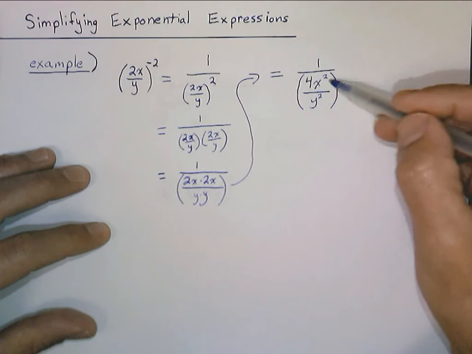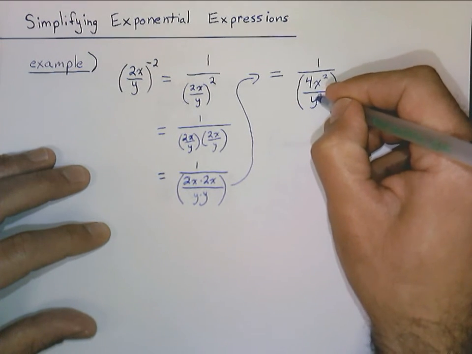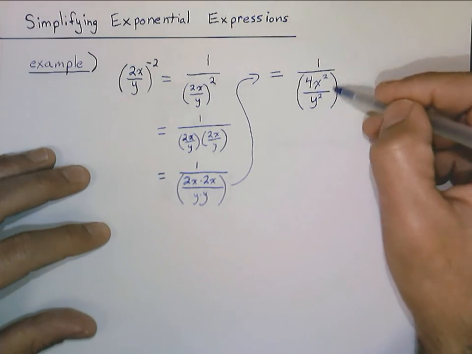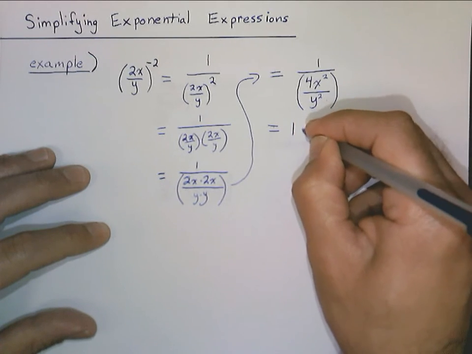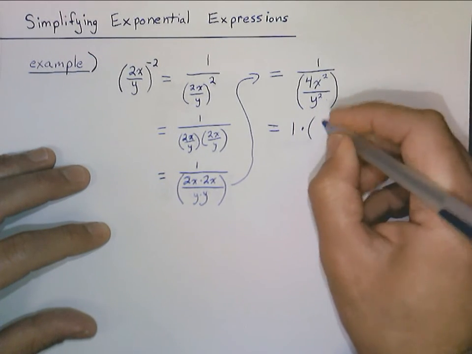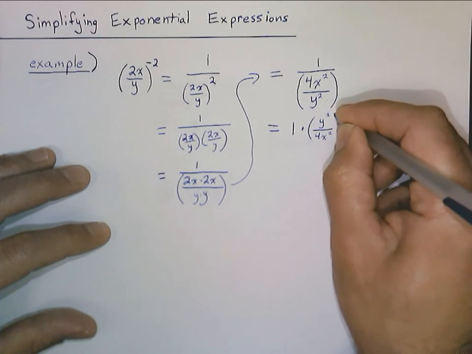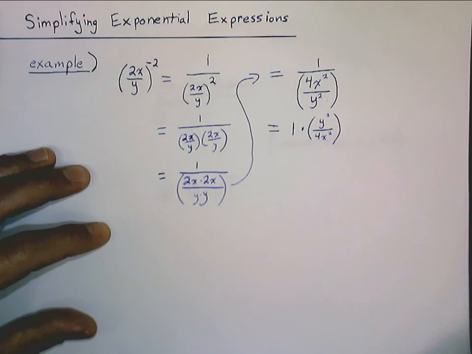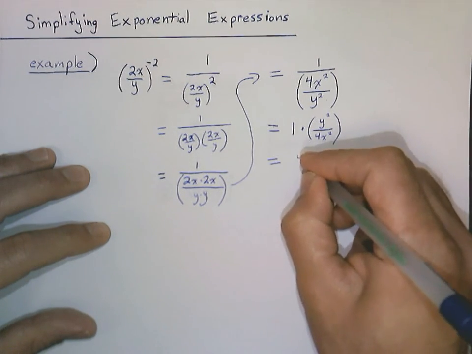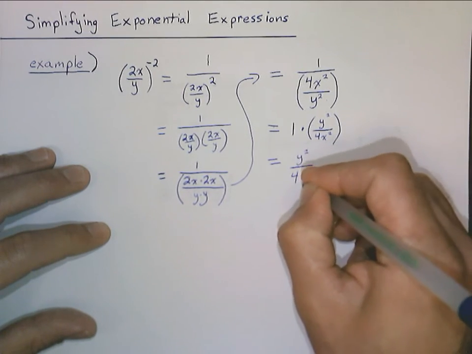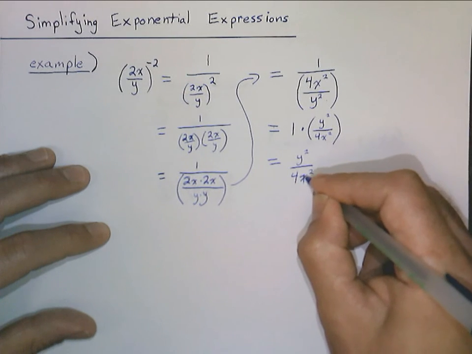Now remember, unfortunately we have a fraction within a fraction. We don't want that. That's not simplified. But that's easy to deal with because dividing by something is the same thing as multiplying by its reciprocal. So this is 1 times the reciprocal of this denominator, y squared over 4x squared. And of course, multiplying by 1 doesn't do anything, so the whole thing is just y squared over 4x squared. Not that difficult.